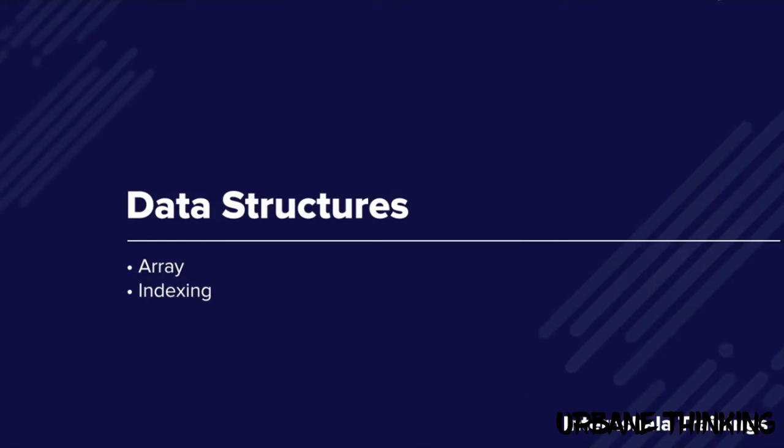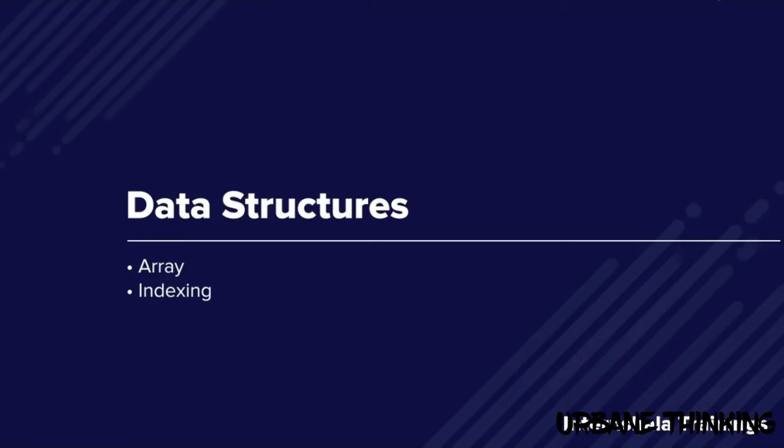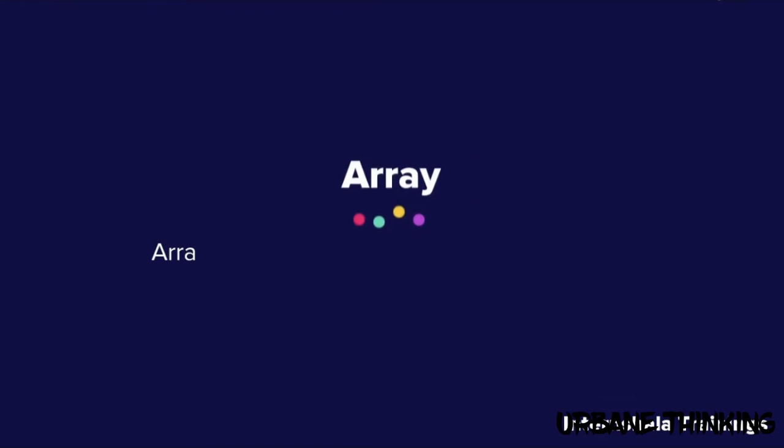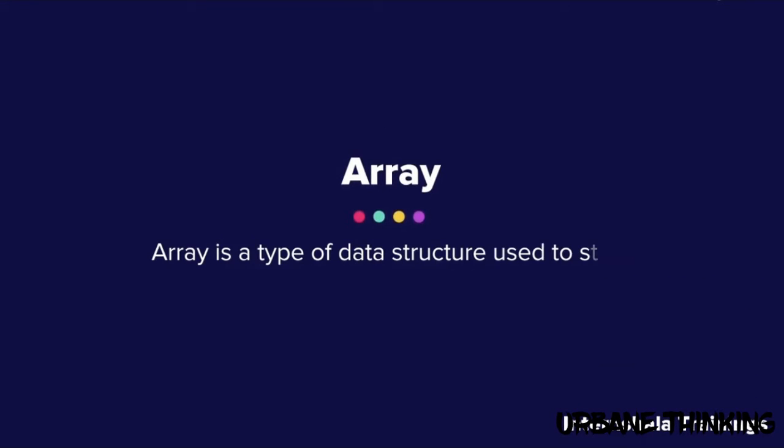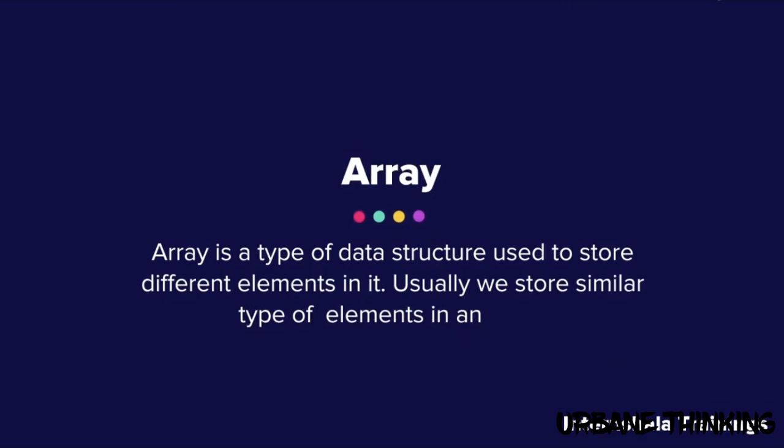Repetition program using the while loop and the for loop. In this topic, we'll learn about two types of data structures, arrays and lists. We look at arrays first. Array is a type of data structure used to store different elements in it. Usually we store similar types of elements in an array.